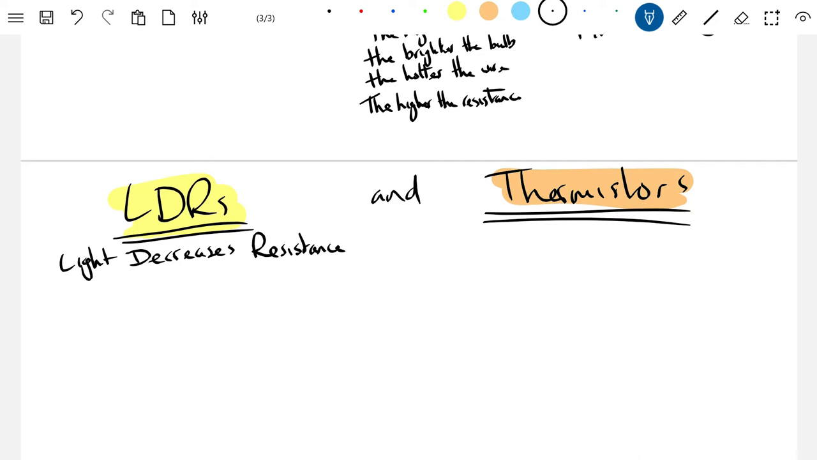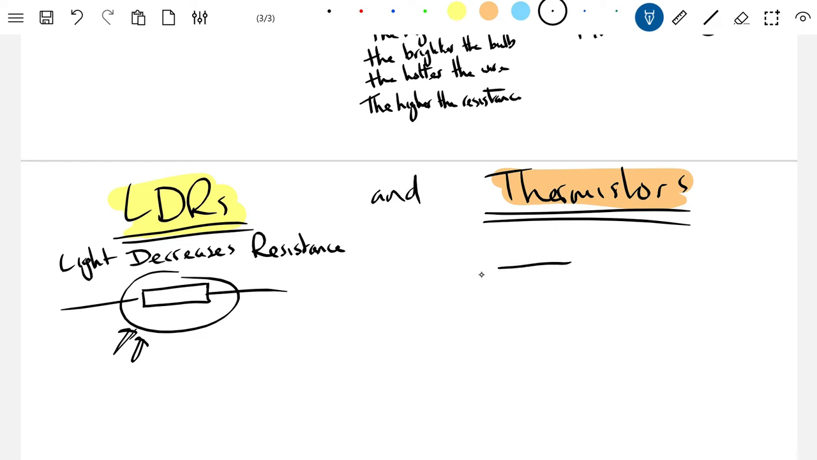Now thermistors. The symbol for an LDR, just to remind you, is a resistor with some light that's coming towards it like that. And it's in this circle generally. Sometimes it isn't, but most of the time it is. Thermistor is just a regular resistor with this strange kind of tick on it like that.